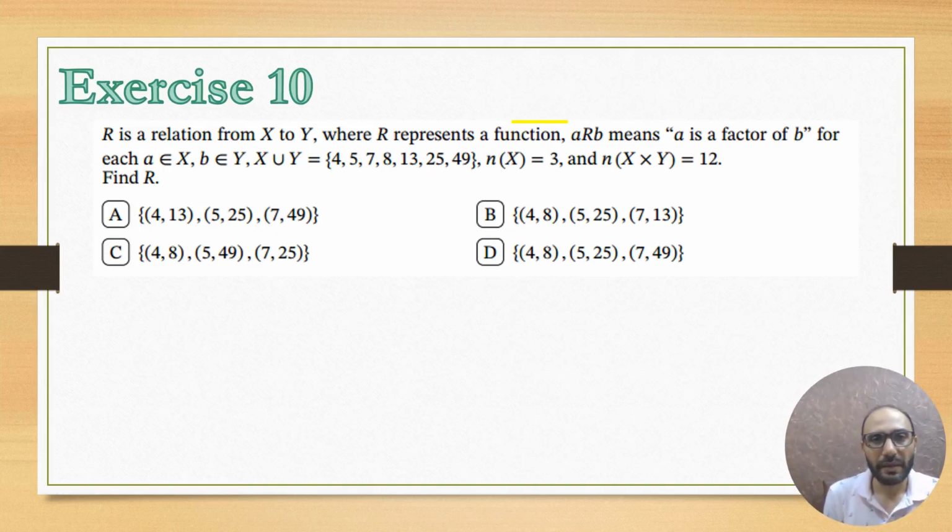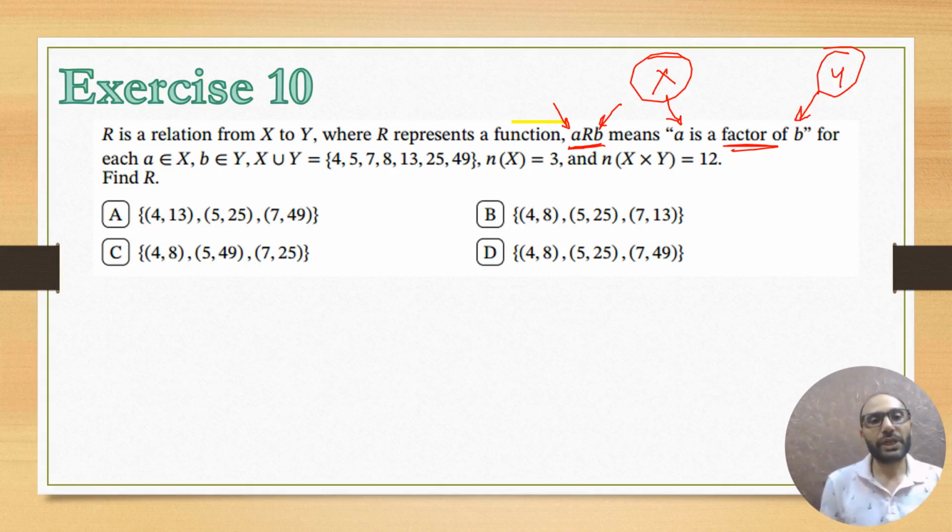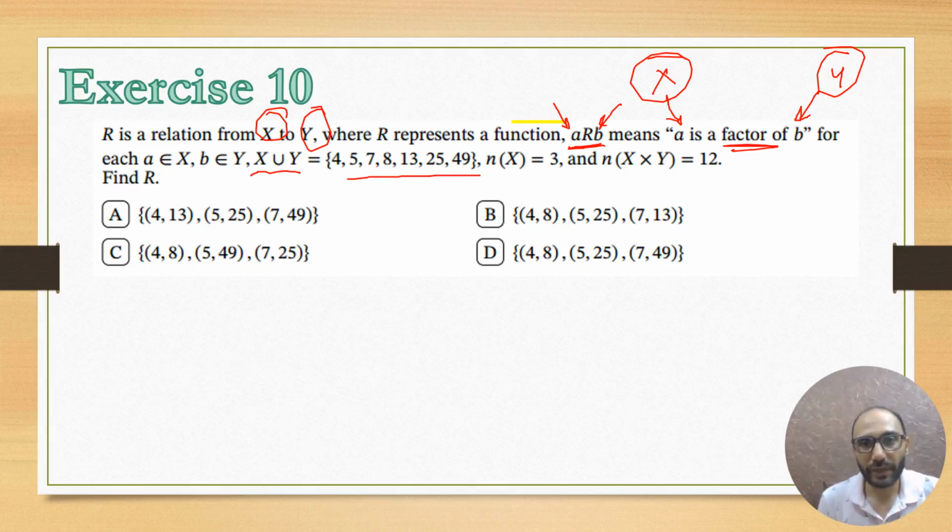In exercise 10, this relation from x to y, where r represents a function and the relation between a and b means that a must be a factor of b. So a is any element belonging to the set x and b is any element belonging to set y, because of this relation from x to y. We take the first projection from the first set and the second projection from the second set. You notice here that both sets together, the union of x and y, are 3, 4, 5, 7, 8, 13, 25, 49. And the number of elements n of x equals 3. The number of elements of the set x must be 3 elements.